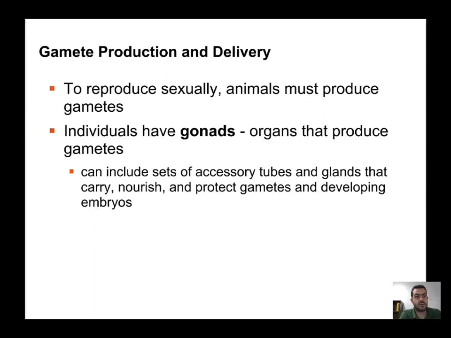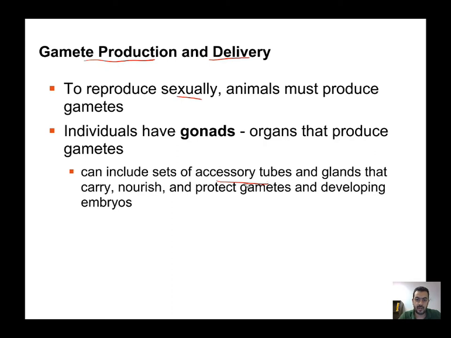So in this video we are going to continue our discussion, and we will focus mainly on gamete production and delivery. So starting with that, to reproduce sexually, animals must produce gametes, and individuals have gonads. So these are the organs in which the gametes will be produced, and they include sets of accessory tubes and glands that carry and nourish and protect the gametes and developing embryos.